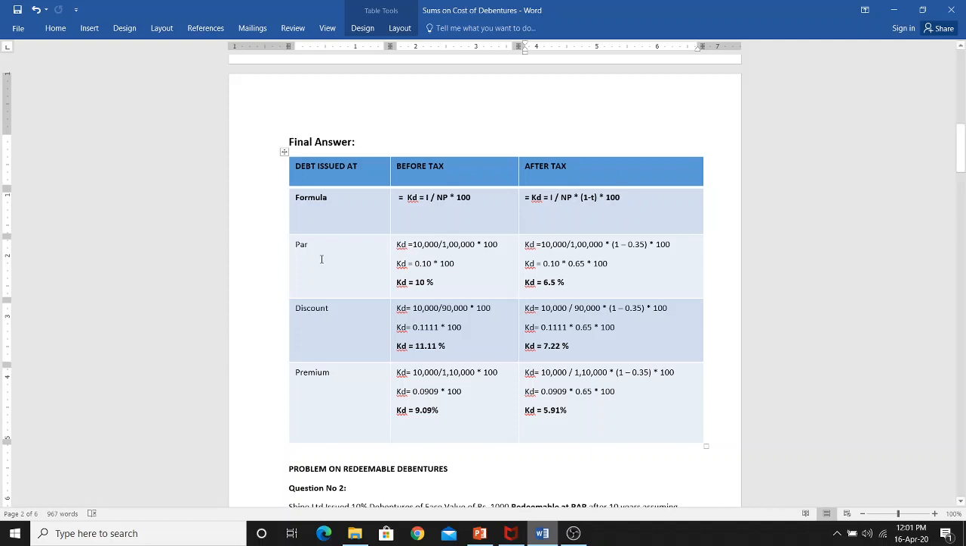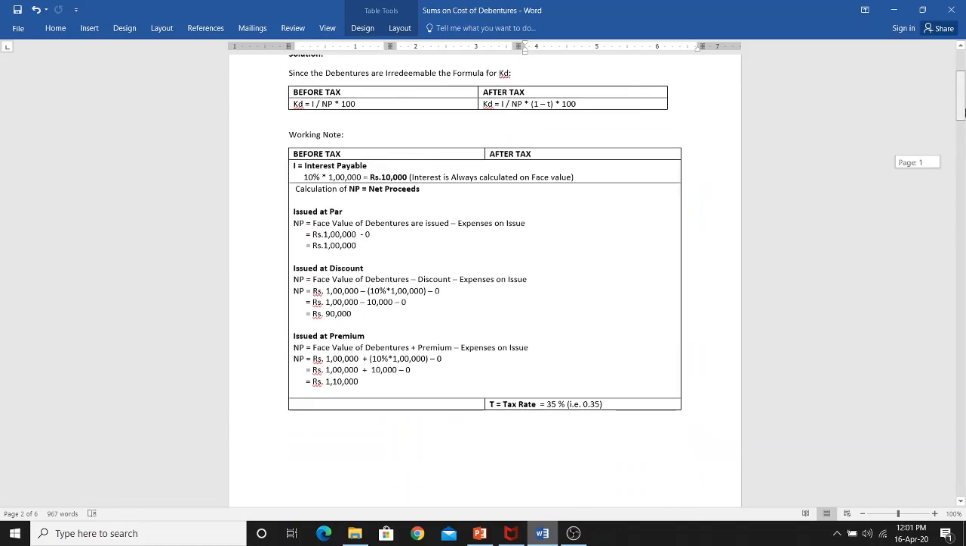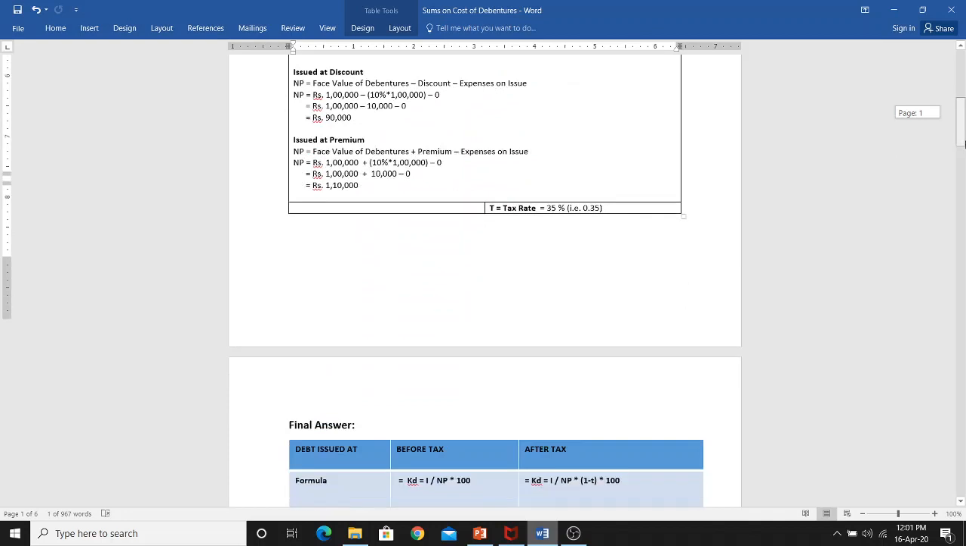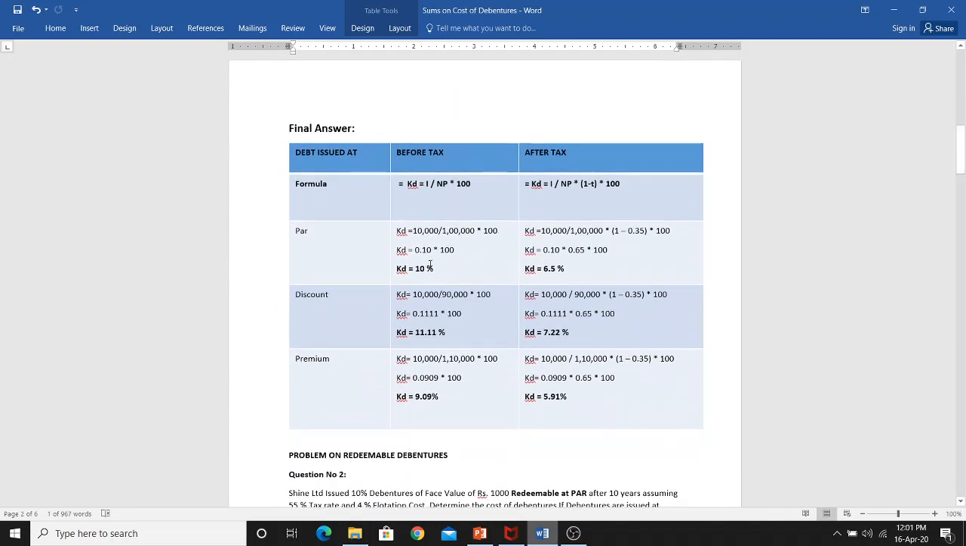So at par, we know interest we have already calculated in our working note. As per our working note, the interest is how much? 10,000, and that remains the same for all the situations. Interest remains the same for all the situations, either it is at par, premium, or discount. So 10,000, 10,000, 10,000.